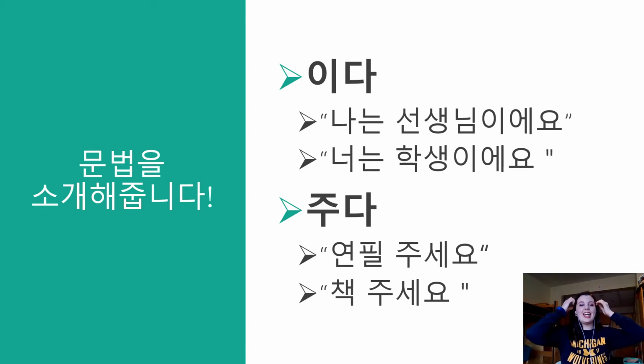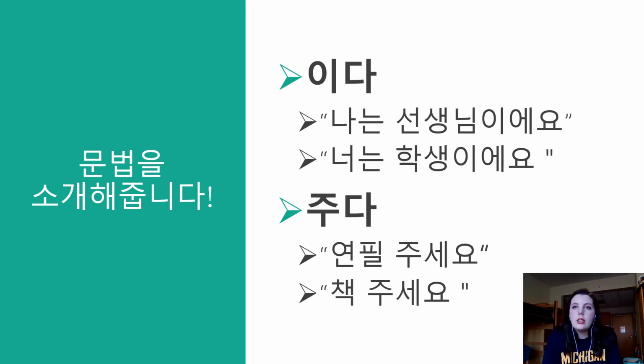Okay, super exciting. So now we have our grammar time here. So on the left-hand side in the blue, it just says 문법. 문법 is grammar. 문법을 소개해 줍니다. 소개하다 just means to introduce or explain. Introduce something to you. So I'm going to introduce these two grammar points. So at the top, you can see 이다, right? On the right-hand side, 이다. This is our first grammar point.